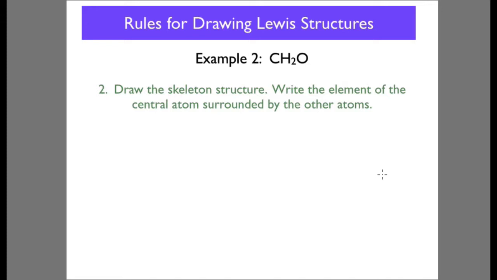Step 2. Oh, there's the wind again. Oh, mercy. We'll draw the skeletal structure. Write the element of the central atom surrounded by the other atoms. So there we go. We've got carbon in the middle.